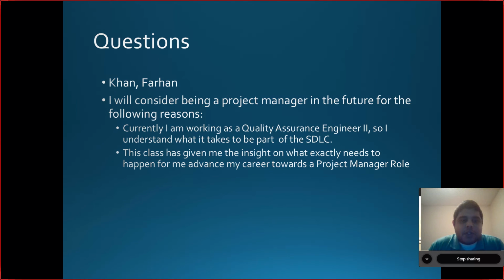I will definitely consider becoming a project manager in the future because I'm currently working as a quality assurance engineer, so I understand what needs to be part of the SDLC. And definitely this class has given me insights on what exactly needs to happen for me to advance my career into a project manager role.